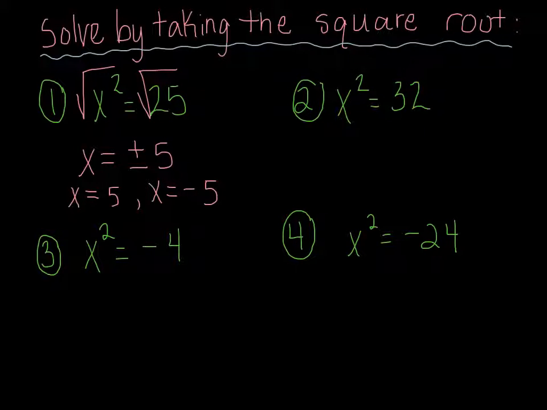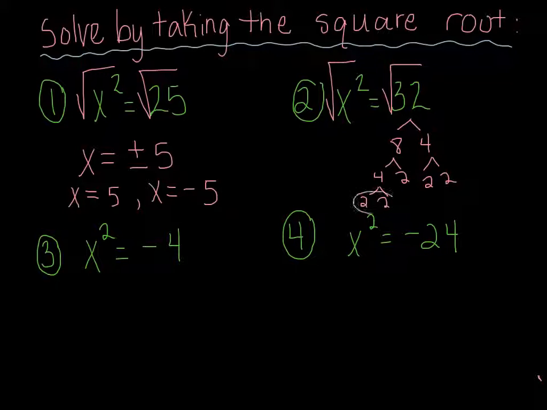Number 2, we're going to square root both sides. Now, 32 is not a perfect square, so we have to break it down. What two numbers multiply to give you 32? 8 and 4. 4 breaks down into 2 and 2. So we're circling 2 of those. So it should be 4 radical 2, but plus and minus for number 2.